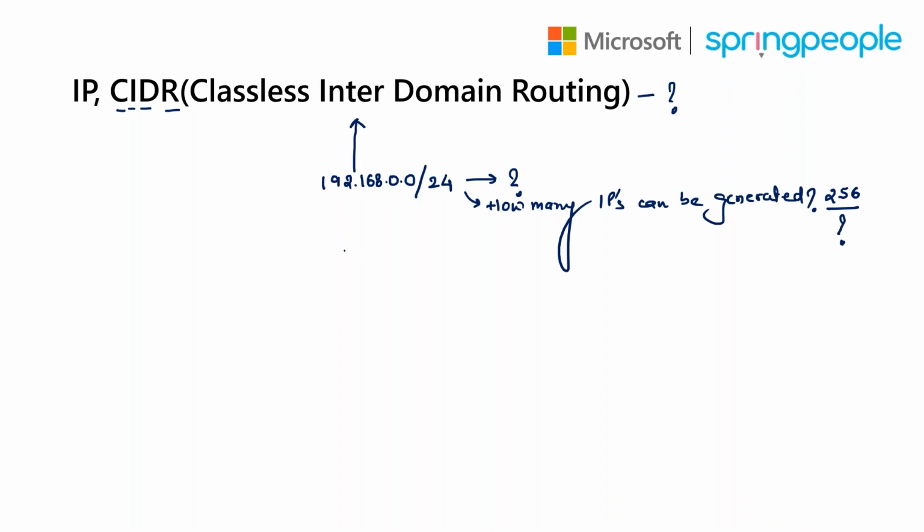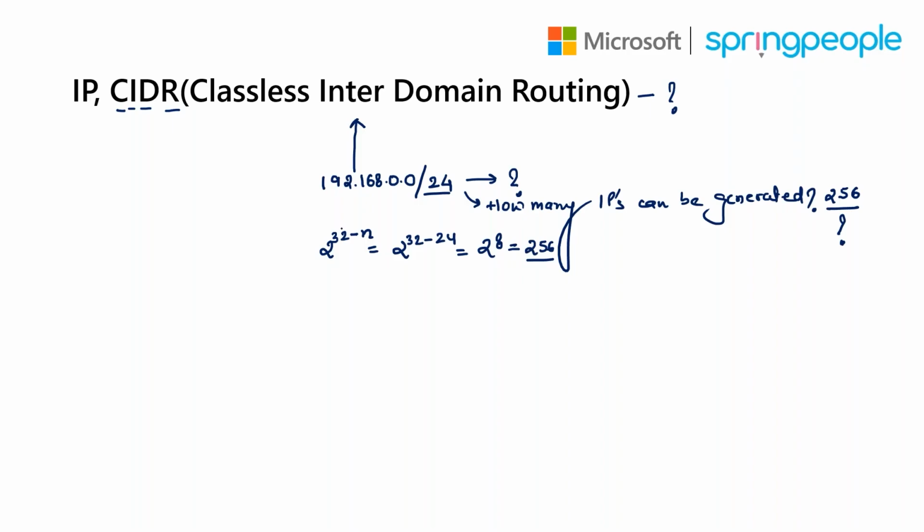For 256 you have a simple formula: 2 to the power 32 minus n, where n is the number written after the slash, which is 24. So 2 to the power 32 minus 24 is 2 to the power 8, and 2 to the power 8 is 256. It's fine, thank you very much.